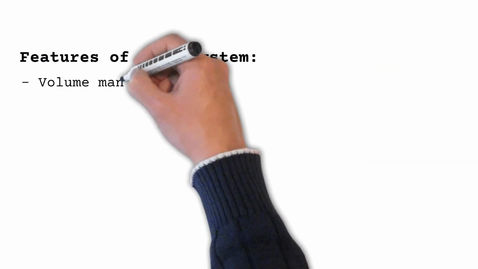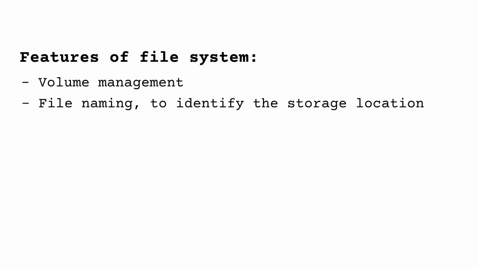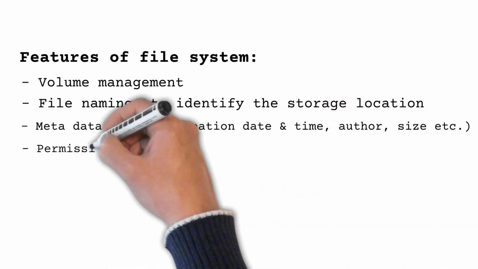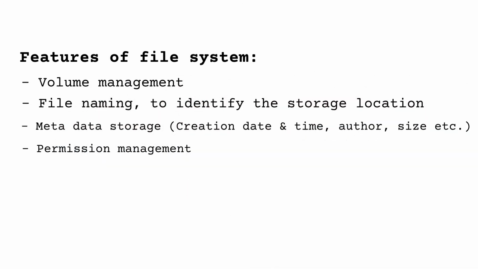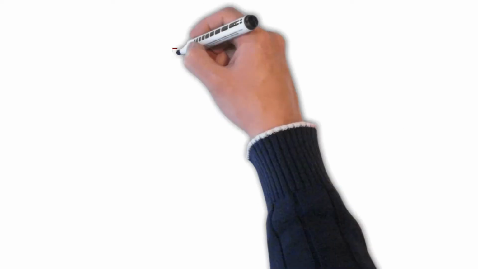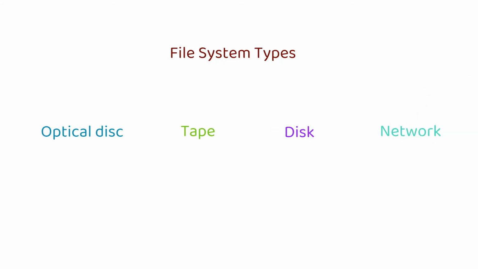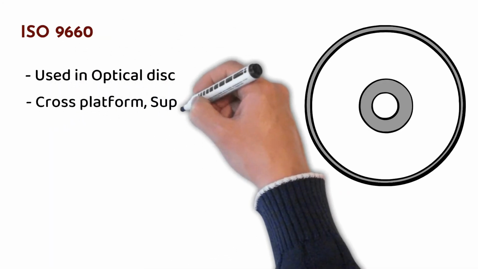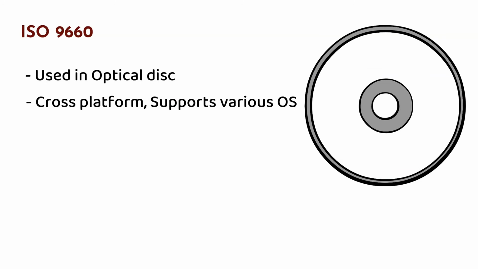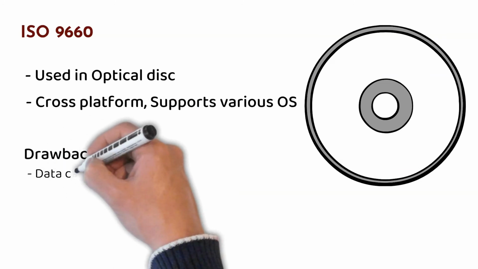File systems support features such as volume management, file naming, metadata storage, permission management. There are various types of file systems used in computing based on the usage. Some of them are optical, tape, disk, and network file systems. The ISO 9660 file system used in optical disks is cross-platform supported in various operating systems, but the data can be written only once.